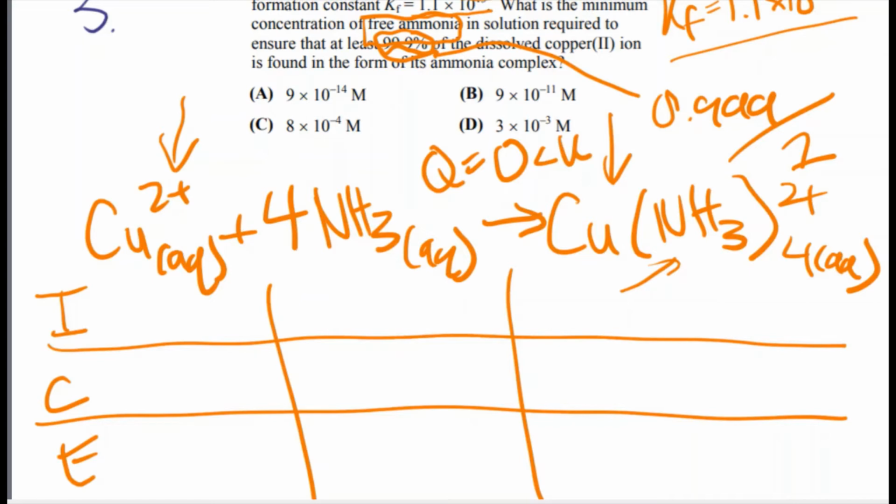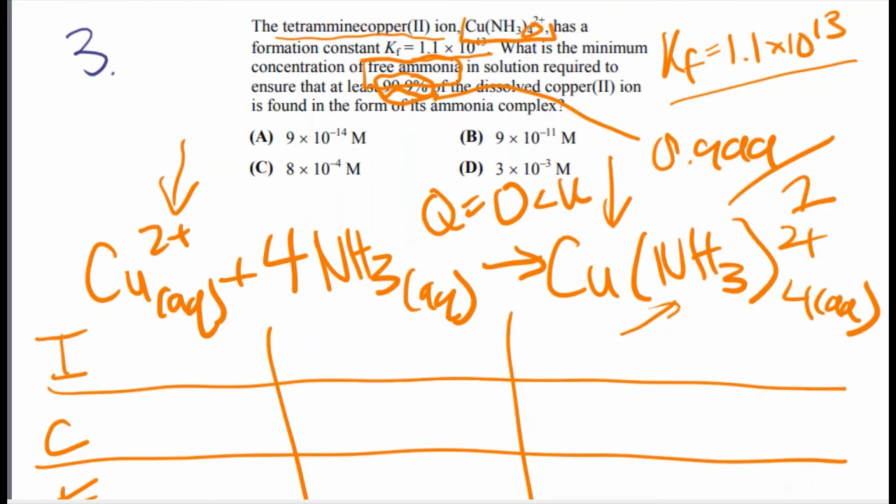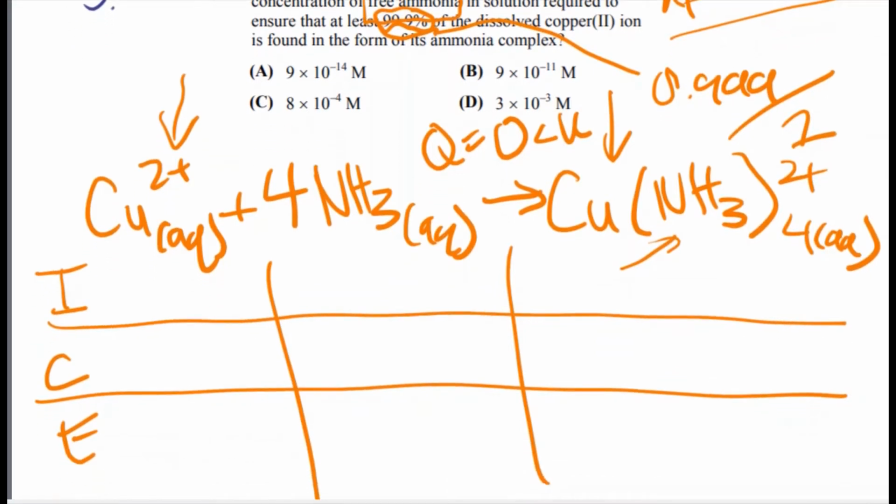And now let's write the concentrations. So they actually don't give us any concentrations. That isn't good. So what we do is that we use a variable. The variable I am going to use to represent the concentration of copper 2 initially is going to be the letter N.